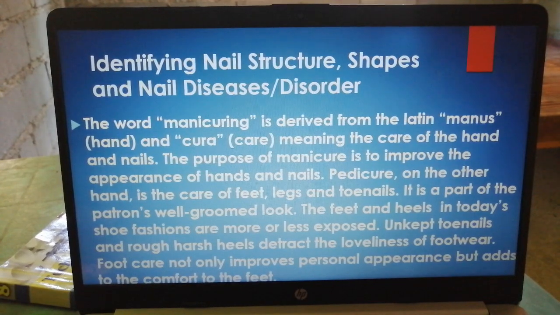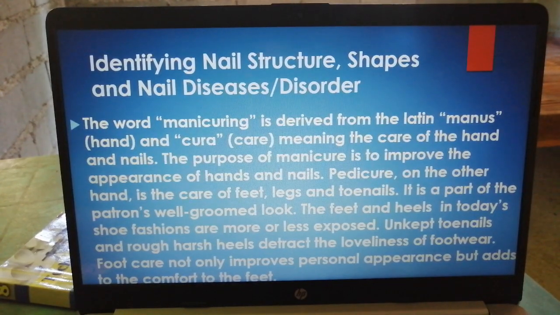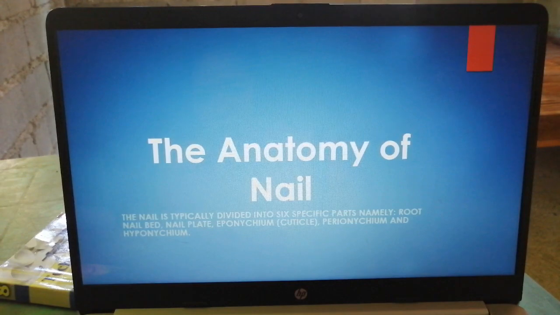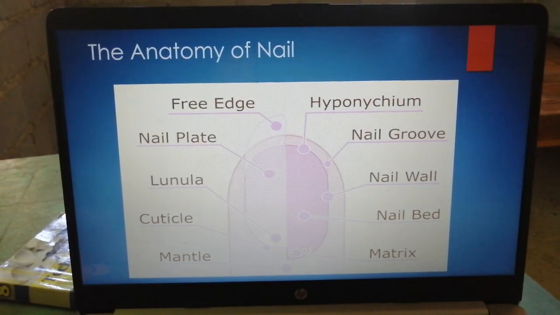So, sa first discussion natin, we discussed pedicure and manicure. So, hindi ko na siya didiscuss pa ngayon. Now, let's move on to the anatomy of the nail. So, the nail is typically divided into 6 specific parts, namely root, nail bed, nail plate, eponychium or cuticle, perionychium, and hyponychium. So, this is the anatomy of the nail.